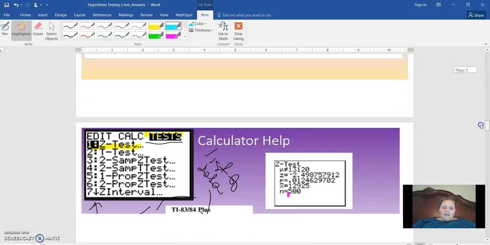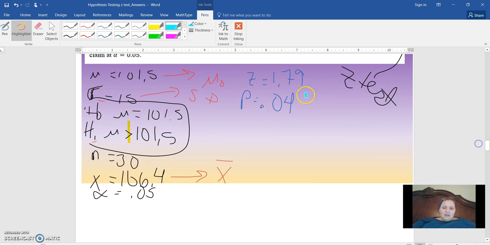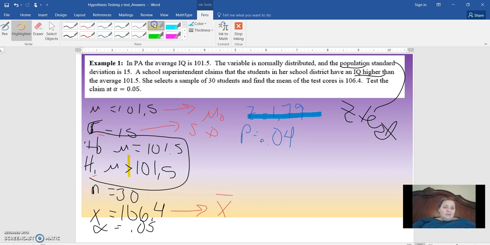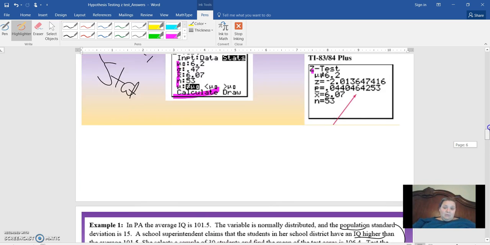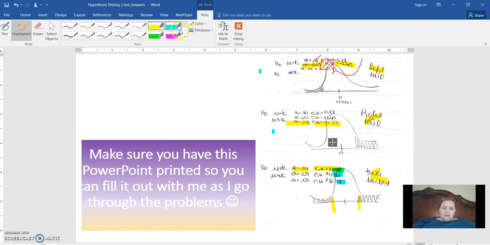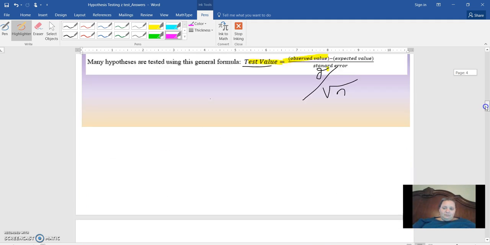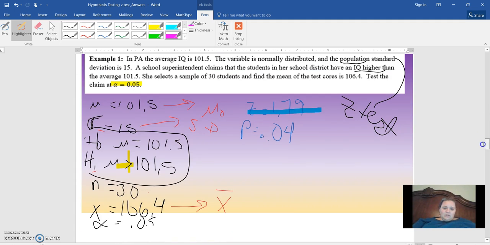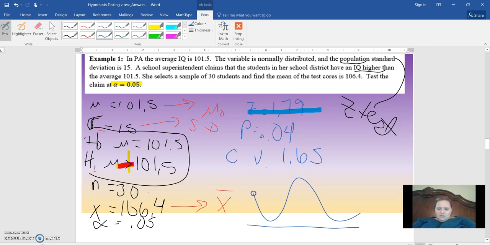Okay, so here we are. We had figured out, the calculator told us that the z was 1.79, all right? And we need to compare it to something. All right, so we have alpha is 0.05, and we have it's a right-tailed. I'm going to go back to that chart. Right-tailed, 0.05. So I get 1.65. Okay, and so my critical value is 1.65. All right, so I'm going to draw this out.